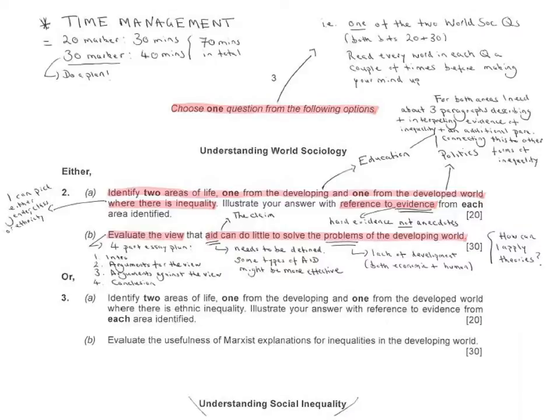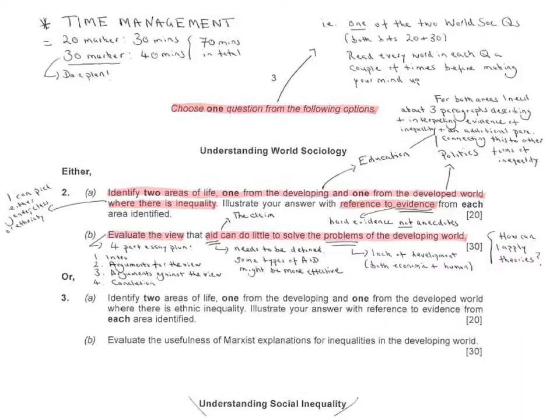And obviously that needs to be defined, that needs to be unpacked, because there are different forms that aid takes. And I need to be careful not to overgeneralize about the effects of aid. In fact, one way in which you can demonstrate evaluation for these 30-mark questions is to sometimes question the premise upon which the question is based. My argument is we cannot generalize about aid.